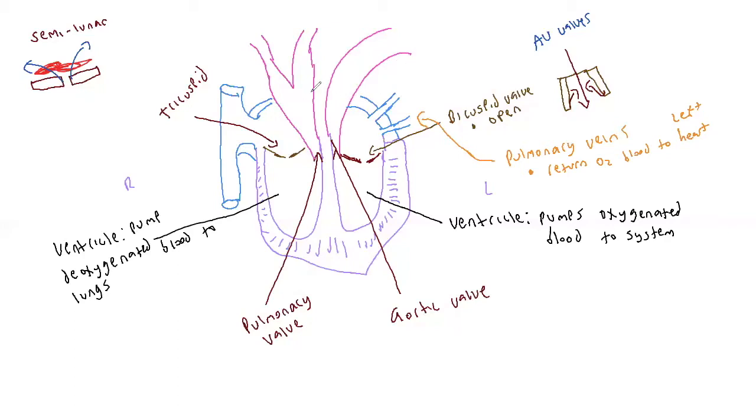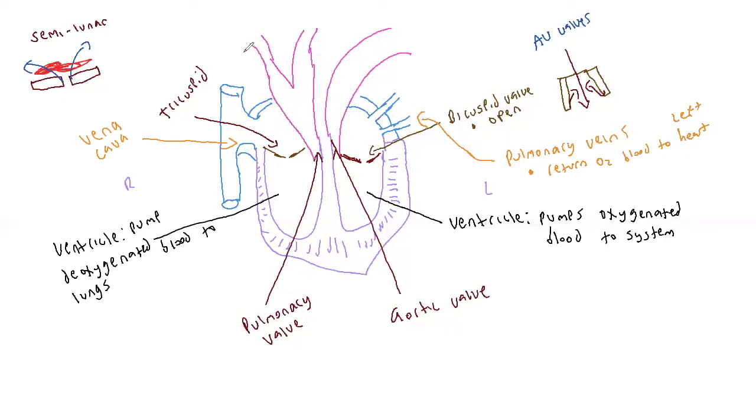And these, of course, are the pulmonary. This is the vena cava. We have inferior and superior aspects, and they return deoxygenated blood to the right atrium.